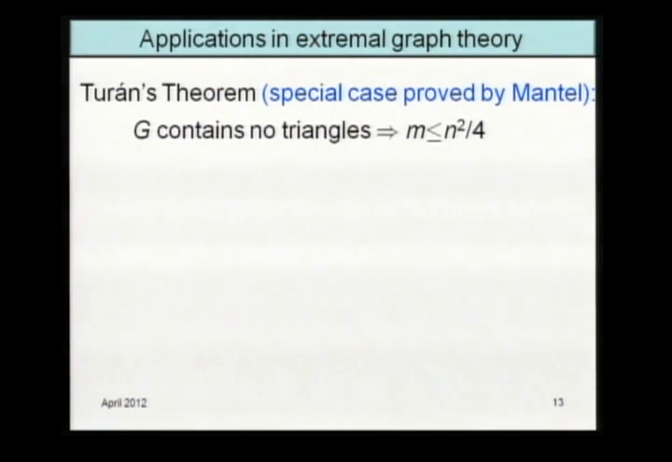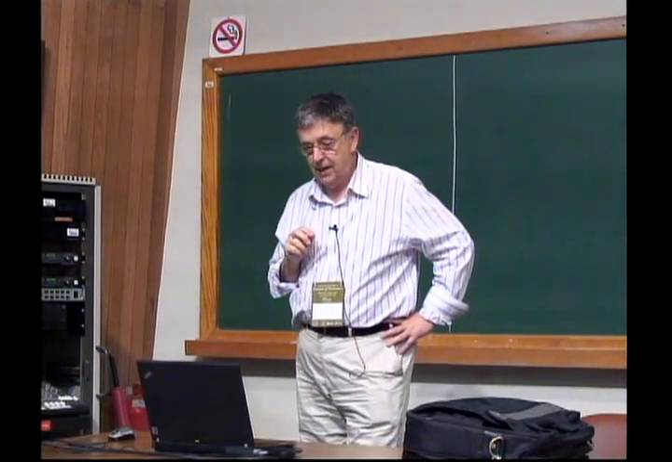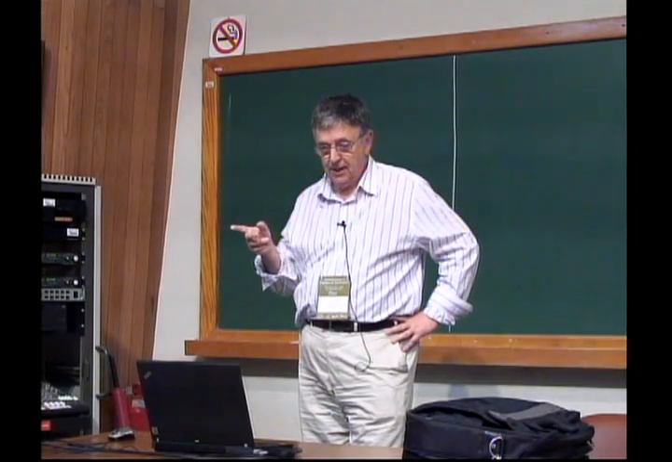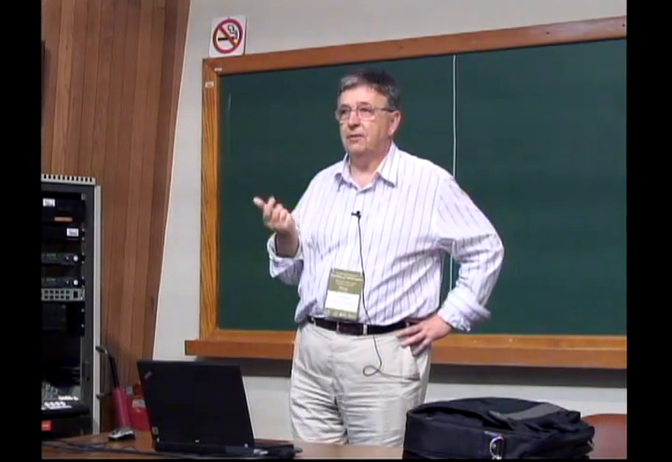There is a classical theorem, Turán's theorem. That's usually the beginning of every course on this subject. Actually, I'm only quoting a special case which was proved more than 100 years ago by Mantel. It says that if you have a graph that contains no triangles, then the number of edges is at most n squared over 4, where n is the number of nodes and m usually is the number of edges. I mean, n choose 2 is a trivial bound, so this is about half of the trivial bound.